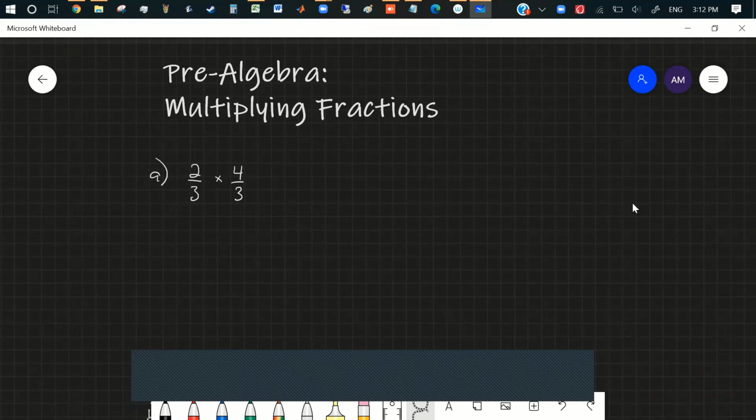In this lesson, we're going to learn about multiplying fractions. So the first example here, 2/3 times 4/3.